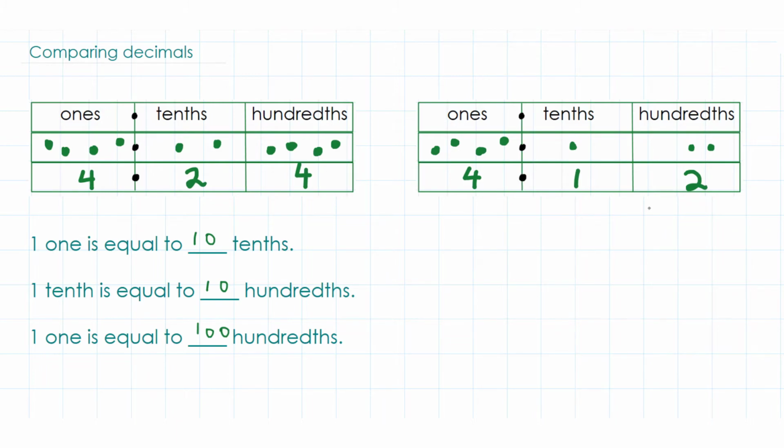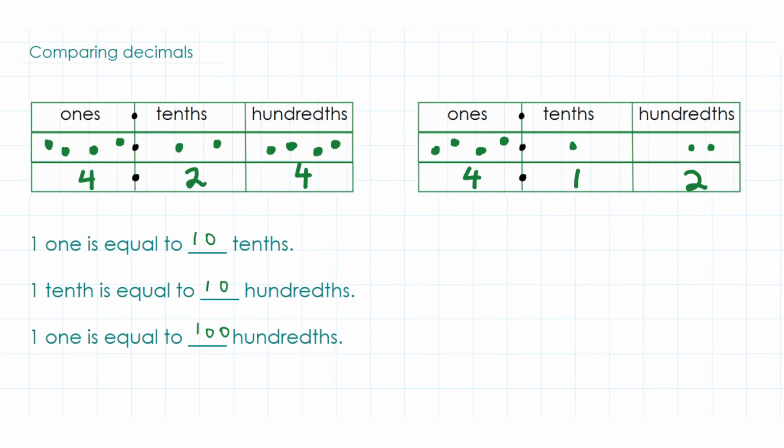Now we're going to compare. So what digits should we look at first and why? We're going to compare the ones first. Why is that? It's because the ones are worth the most. We saw last time, if you have more ones, you do not need to look at the other digits because ones are worth more than 10ths and 100ths. So more ones means a bigger number.